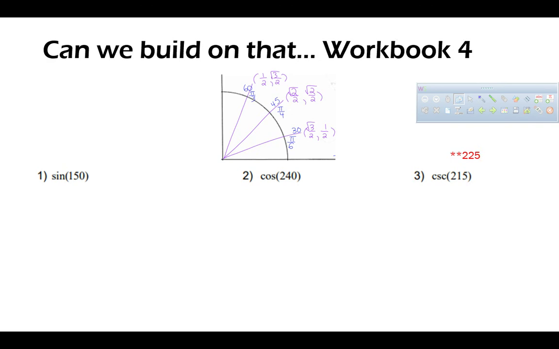All right, so just work on memorizing that. Eventually, you're going to have to fill that out on your own.